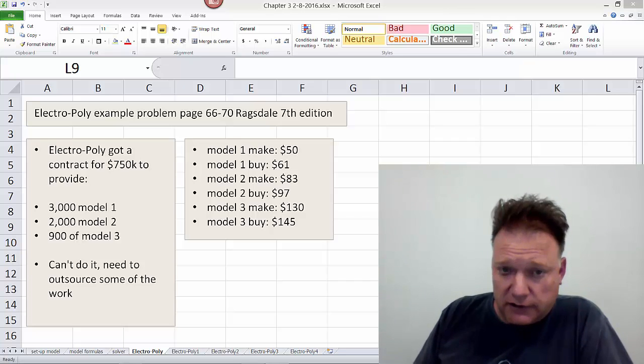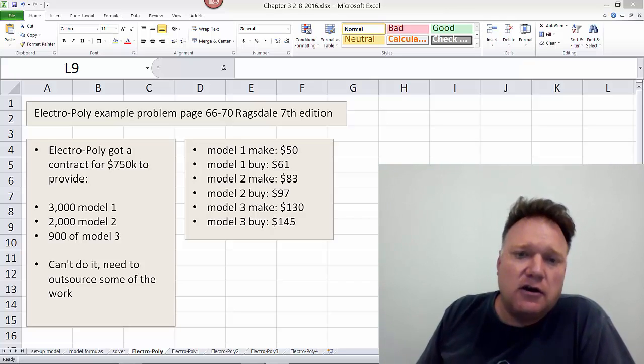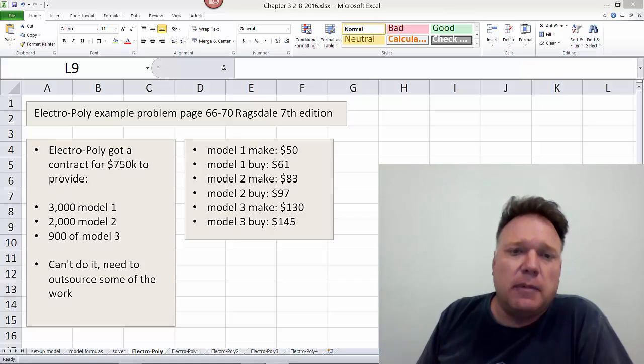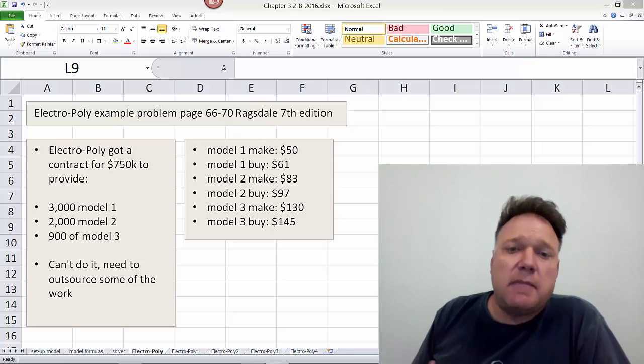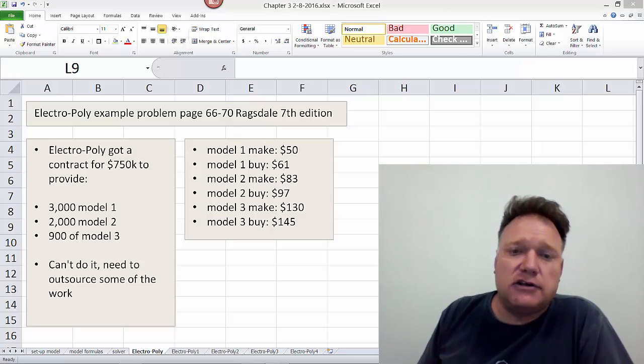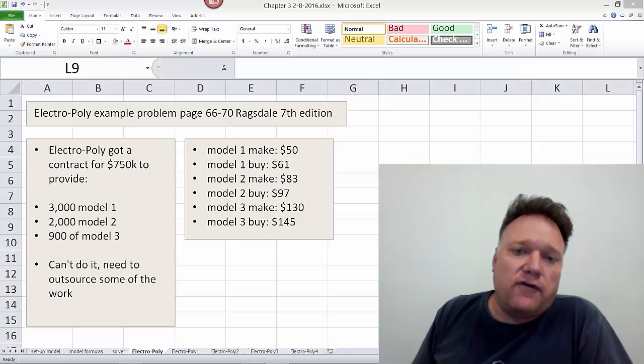So they have a different cost associated with Model 1, make it in-house, and Model 1, buy it. Buy it just means let's have the factory down the street make it. So the factory down the street, sure, they'll give us a wholesale price, but they need to charge a little bit. So they'll make it for us for $61, or we can make it ourselves for less, for $50. Model 2, we can make it for $83. They're going to charge us $97. And Model 3, we can do it for $130 in-house, or they can do it for $145.